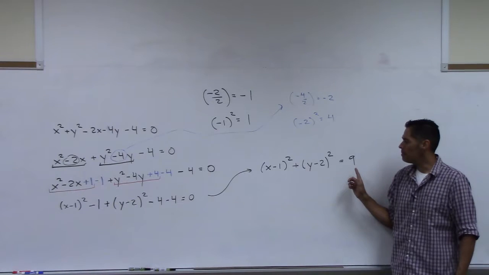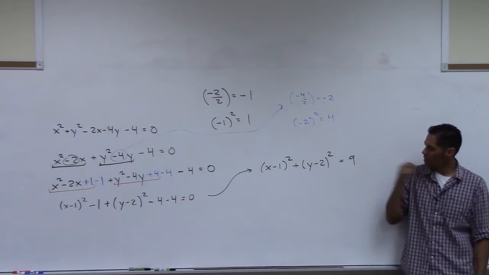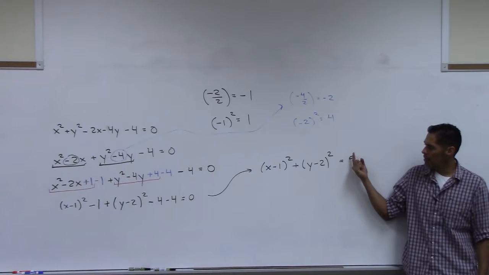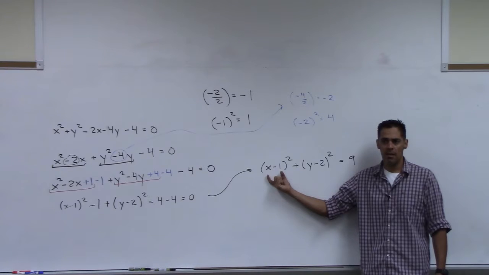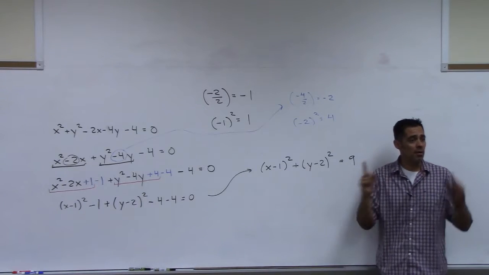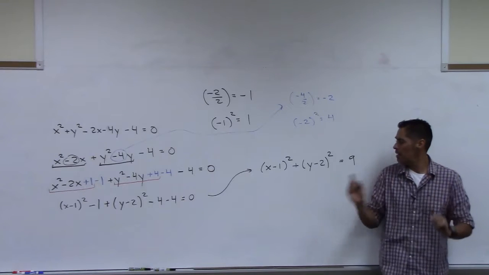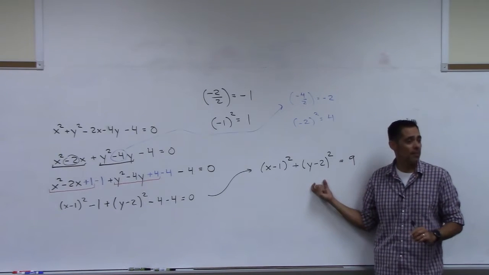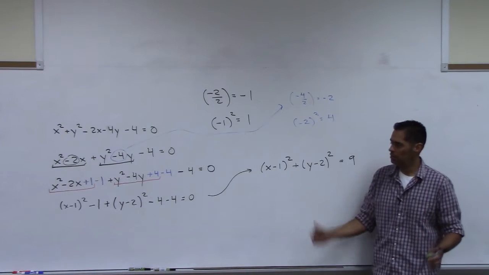Why is this not an ellipse? If this were 1, I would have to divide the 9, and this would be divided by 9, this would be divided by 9. But if they're divided by the same number, it's not an ellipse. For the ellipse to happen, the numbers underneath these had to be different. If they're the same number, then it's a circle.